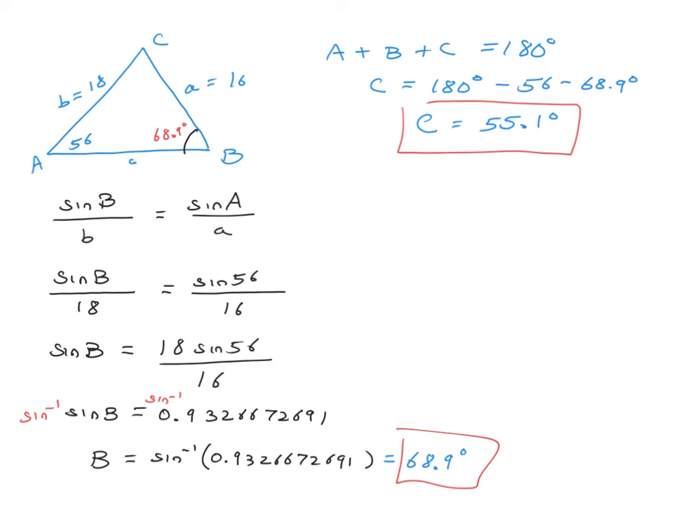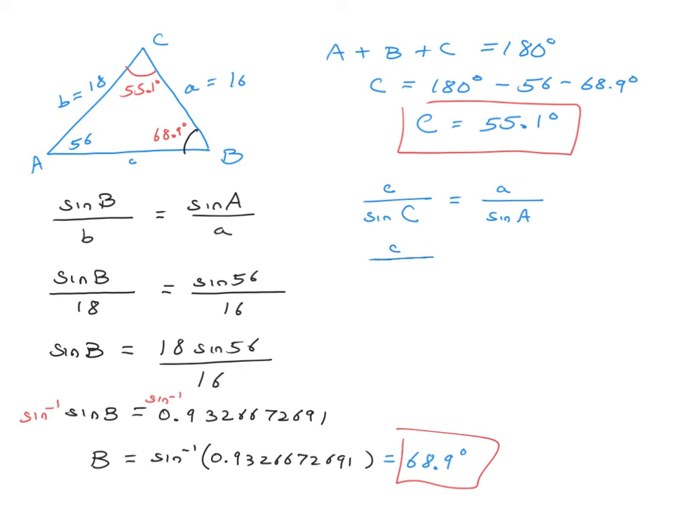The only thing that I don't know is what is the length of side C. And I think we can use the law of sines to get this. So what I'm going to do is, I guess I'll do C over sine of C is equal to A over sine of A. Again, putting the C in the numerator because that's the thing I want to solve for.